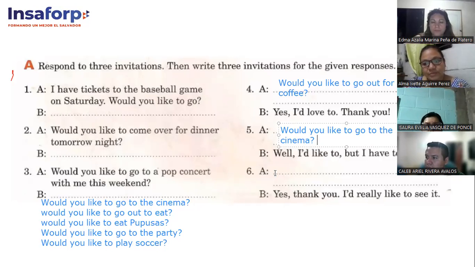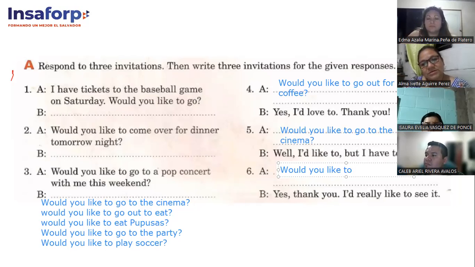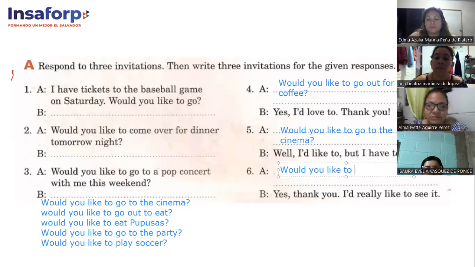Would you like to see us in the park on the weekend? But it says, I really like to see it. It's like maybe a movie. Would you like to see a movie? Okay, so would you like to watch the new Adam Sandler movie?